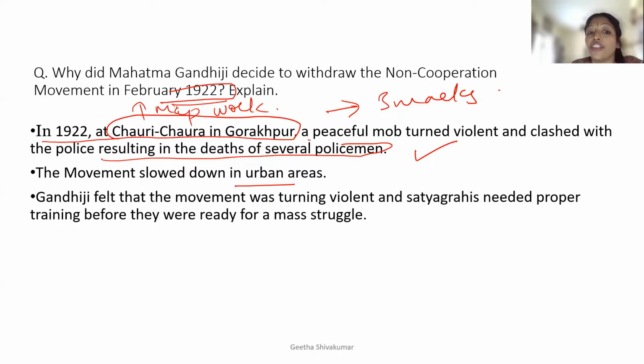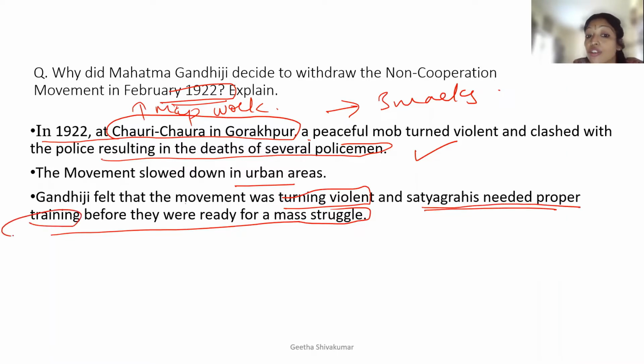And the third reason, Gandhiji felt that the movement was turning violent. As I just told you, if the movement turns violent, he thought that proper training needs to be given to the satyagrahis. So satyagrahis needed proper training before they were ready for the mass struggle. Okay, so here satyagrahis need proper training. This is your keyword, mass struggle. Why do they need the training? They need training so that they can go with the mass struggle.